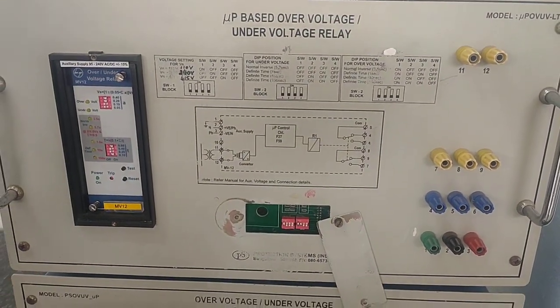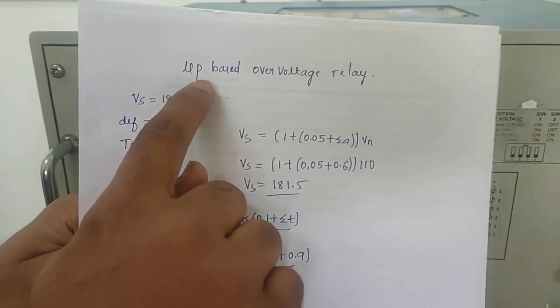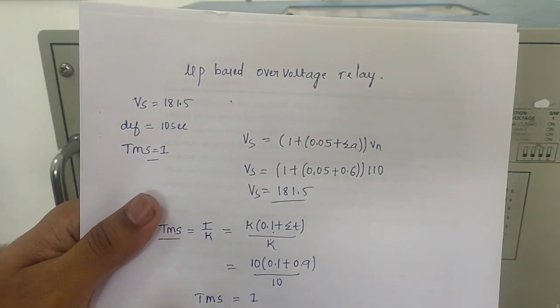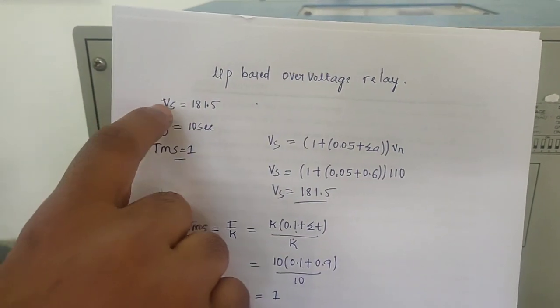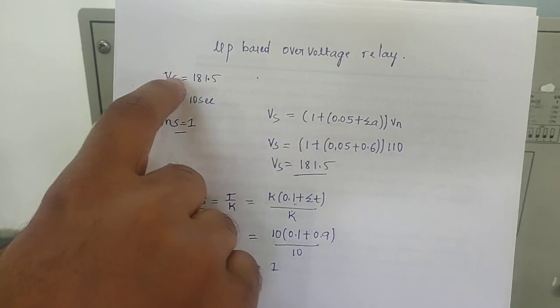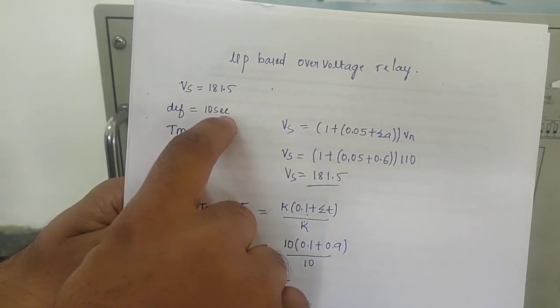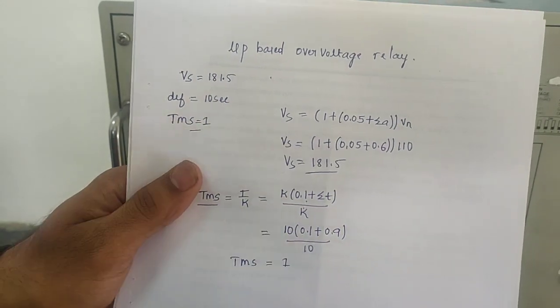They will ask a question like this: conduct the experiment on microprocessor based over voltage relay, and the set voltage is 181.5. They will ask to take definite time 10 seconds and set TMS to 1.